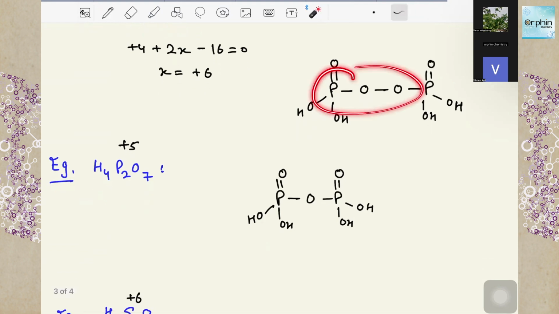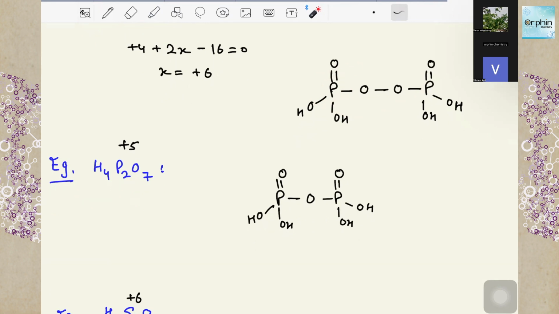You see the structure. You know what the oxidation state is? Covalent bonds you can see. If you assume all the covalent bonds as ionic, then the charge on the atom is known as the oxidation state. Didn't understand? Listen to it again.